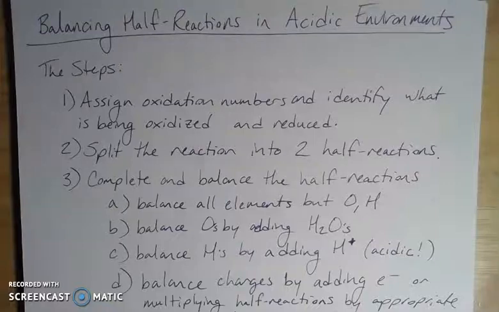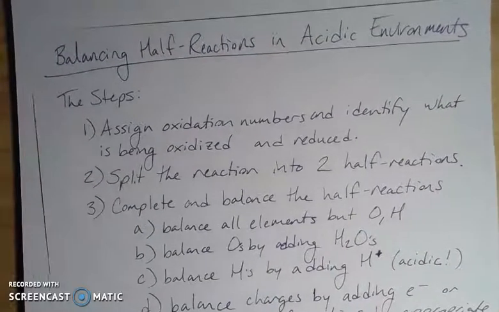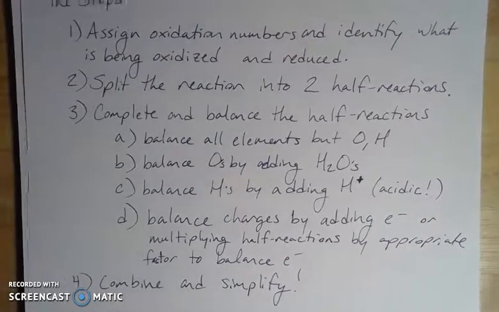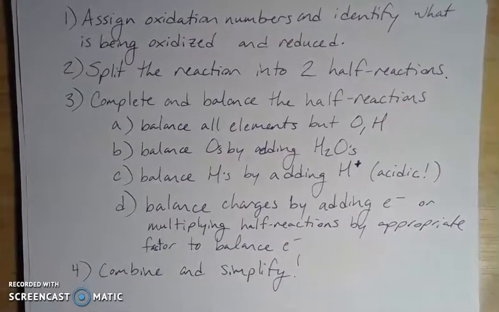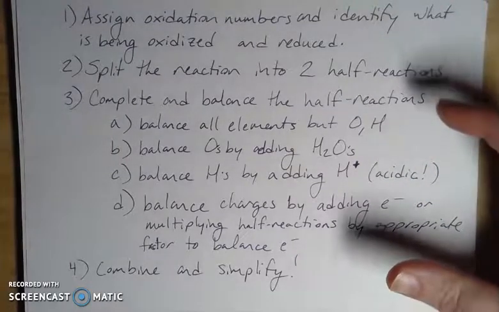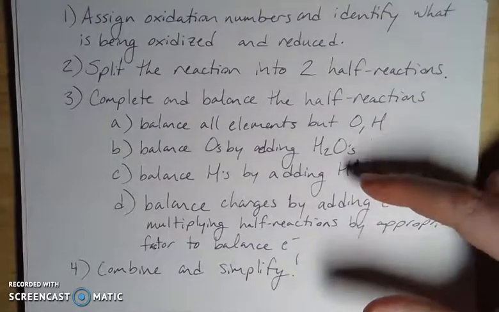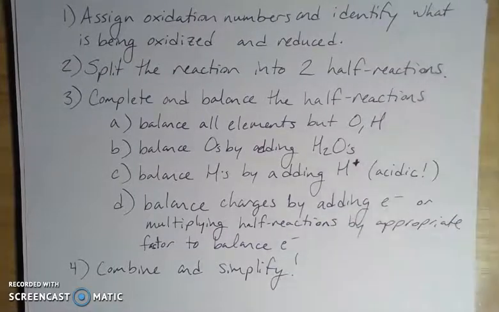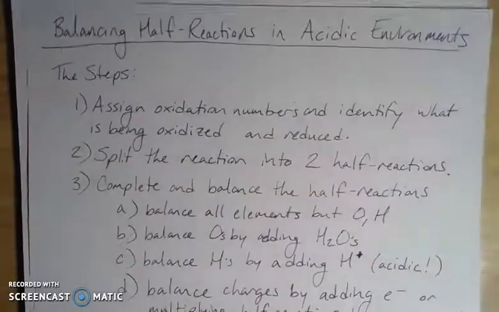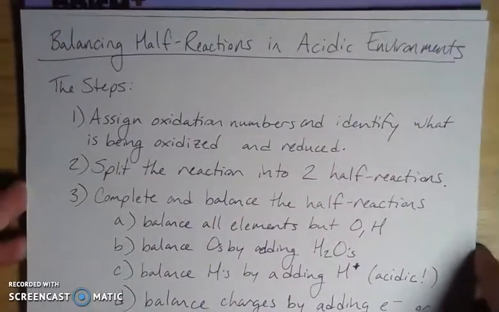Okay, let's do another example of balancing half reactions in acidic environments. So in a prior video, we went over the steps of how to go about doing that. We need to assign the oxidation numbers. We're going to split and balance our half reactions now that we know we're in an aqueous and acidic environment. And then we can balance out the charges by adding electrons, and then we put it all together, and voila, we've balanced a half reaction in an acidic environment.